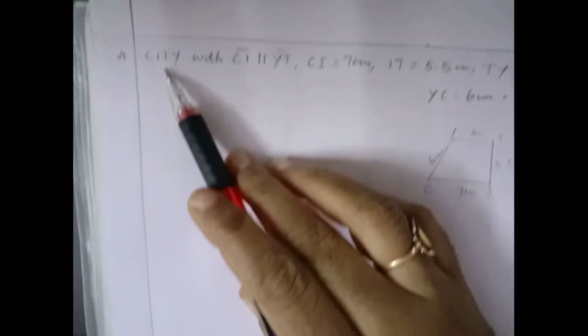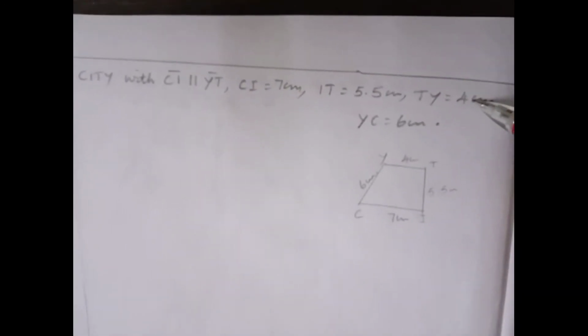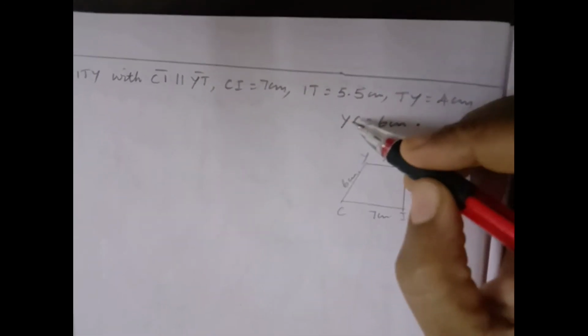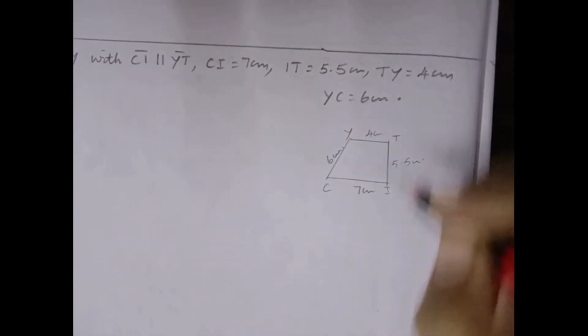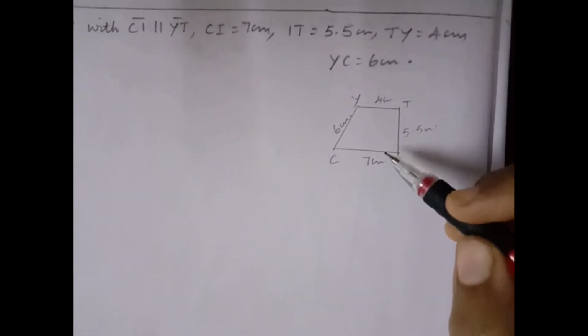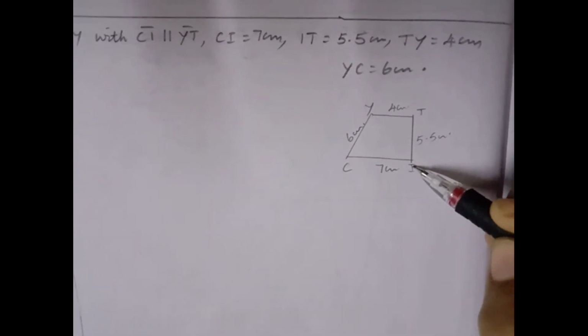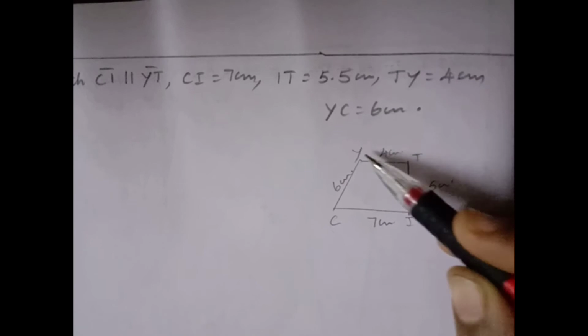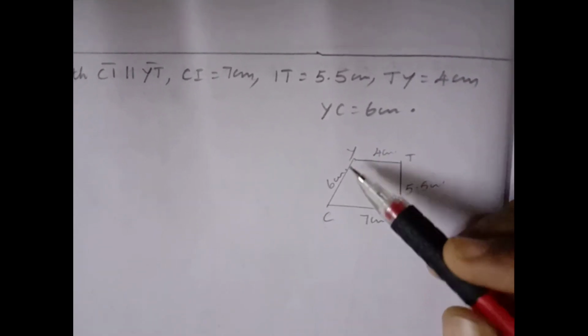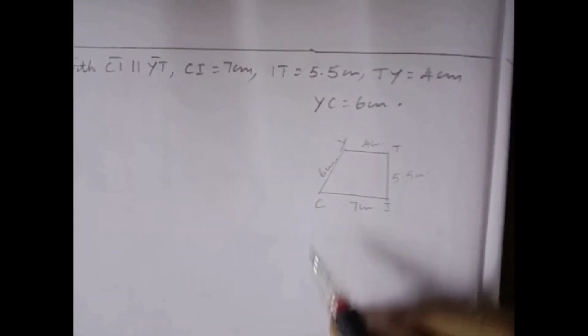Next, trapezium CITY. CI is parallel to YT. CI equal to 7 centimeter. IT equal to 5.5 centimeter. TY equal to 4 centimeter. YC equal to 6 centimeter. Draw the rough diagram and mark the measurement. CI 7, I and T 5.5, T and Y 4 centimeter, Y and C 6 centimeter.